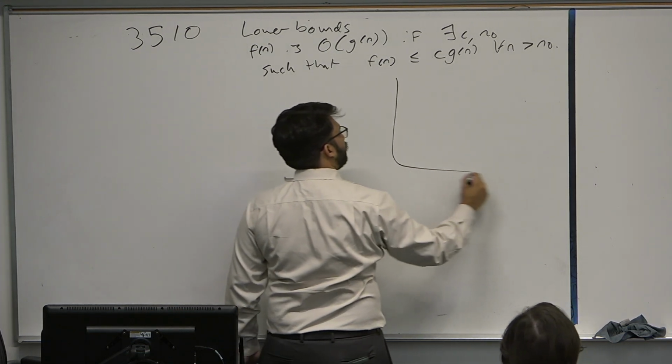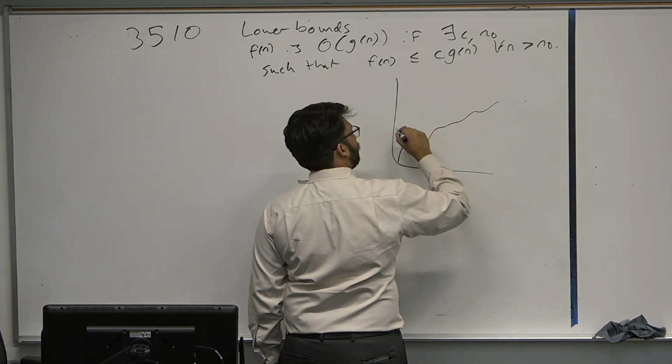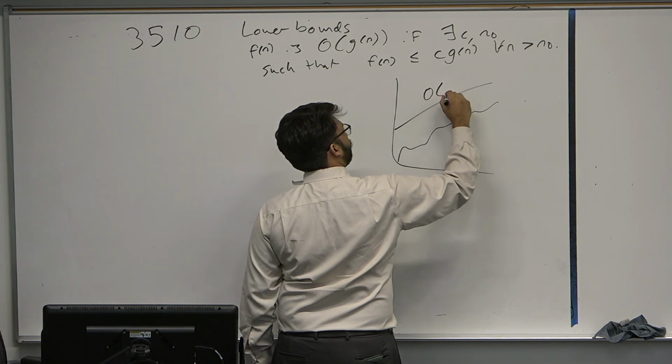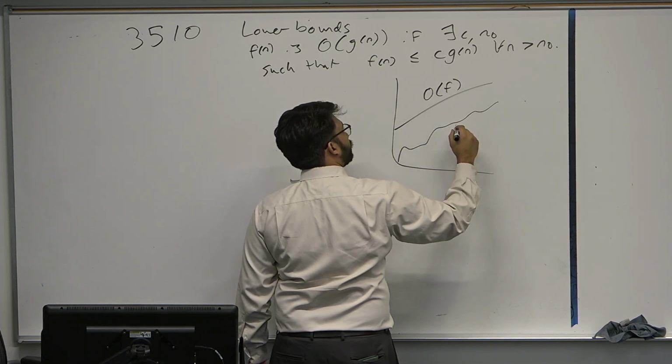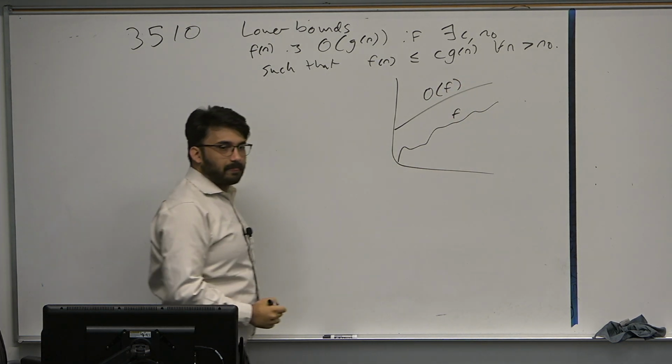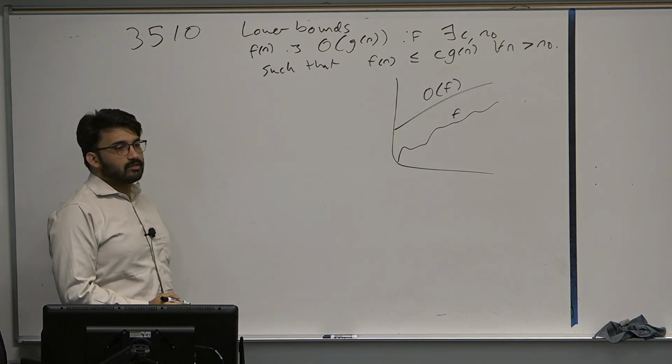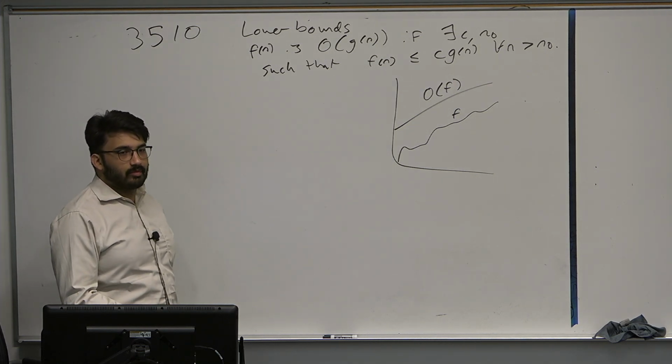As a picture you can think of this as f, and then this is g. This is O of f, right? Something that upper bounds it, and then this is just f, right? So a big O is like an upper bound. It tells you a maximum of the function.